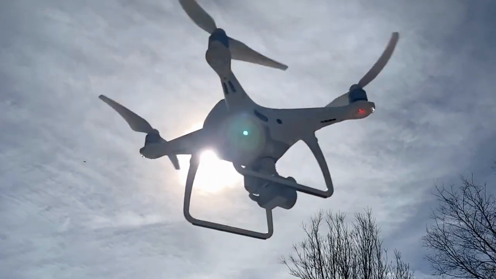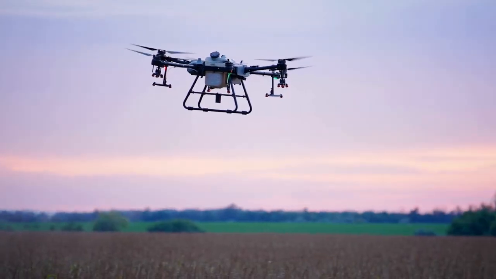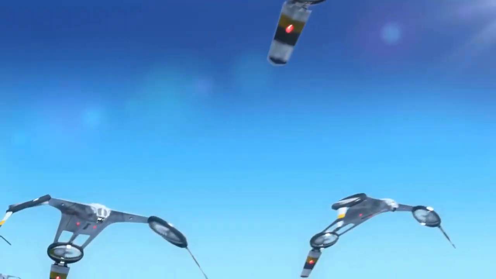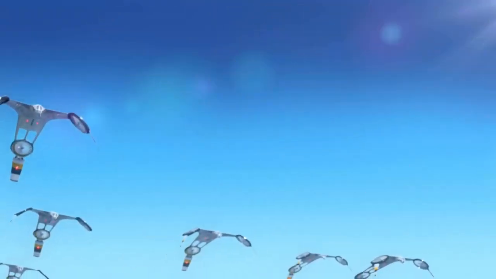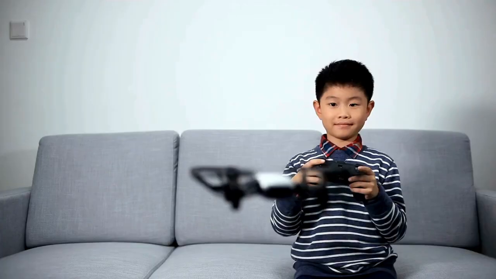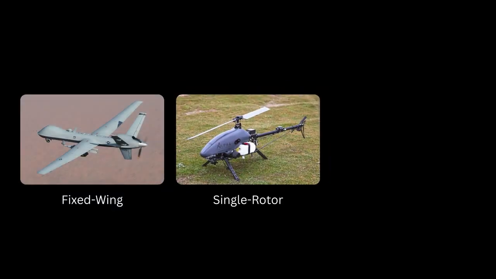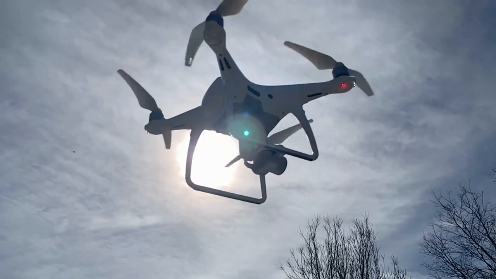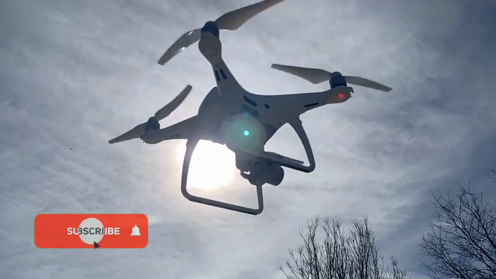We're all familiar with drones. Also known as UAVs, unmanned aerial vehicles, drones are now used across various sectors, from military operations and agriculture to entertainment. There are several types of drones, including fixed-wing, single-rotor, and multi-rotor systems, such as the quadcopter. In this video, we'll explore the basic physics behind the quadcopter and how it is able to fly.